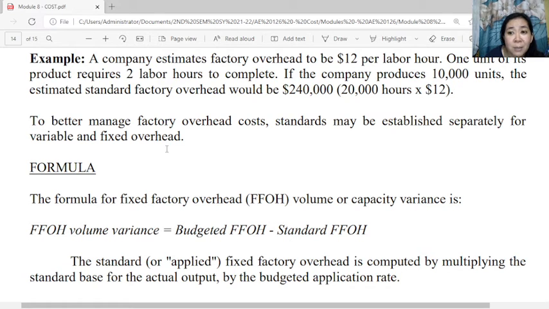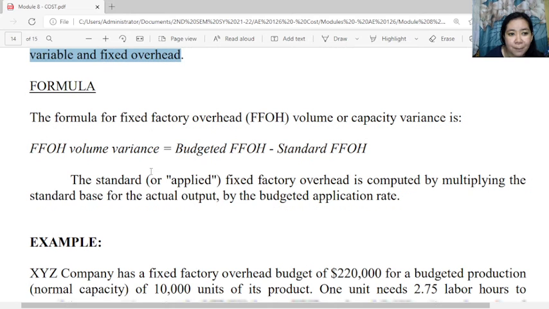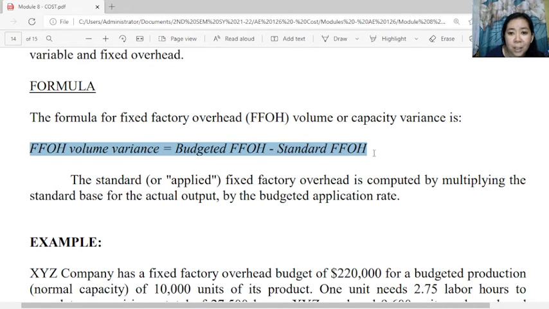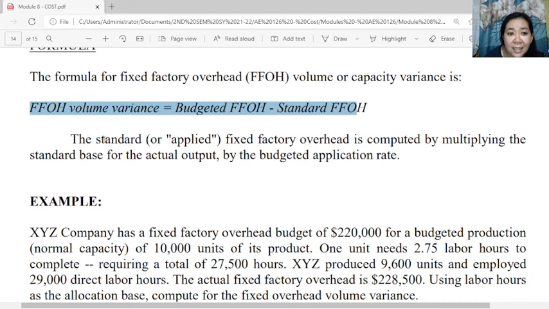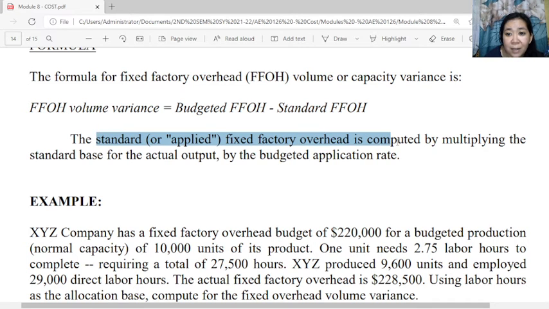So to better manage the factory overhead cost, standards may be established separately, as mentioned earlier, for variable and fixed overhead rate. For our formula, volume or efficiency variance is equal to budgeted fixed overhead minus the standard fixed factory overhead. Standard or applied fixed factory overhead is computed by multiplying the standard base for the actual output by the budgeted application rate.